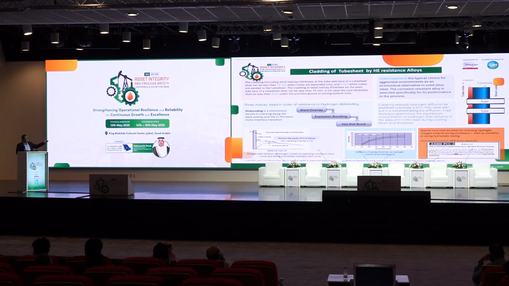One of the main ways to protect the material from hydrogen attack is the cladding weld overlay. But if you are doing this, you need to think about the surface. Not every type of cladding or weld overlay is suitable for hydrogen attack. Which one do you need to use? Weld overlay, explosion bonding, or hot roll bonding.